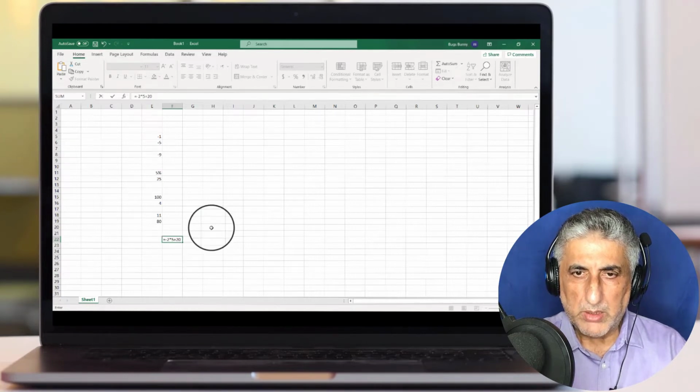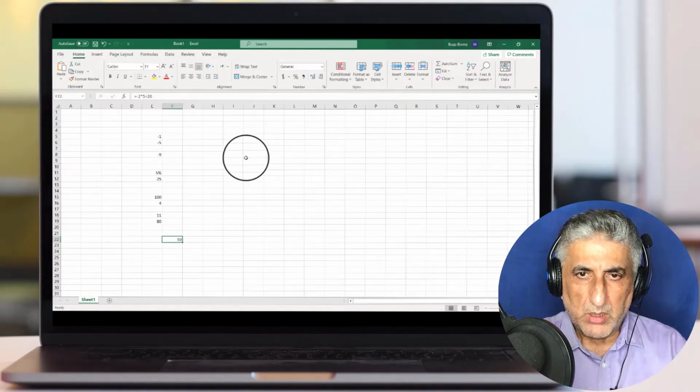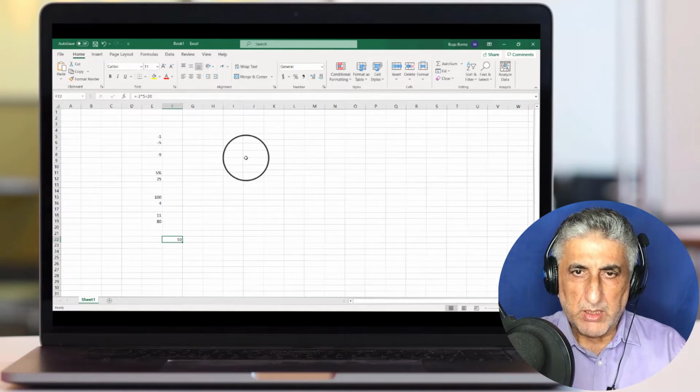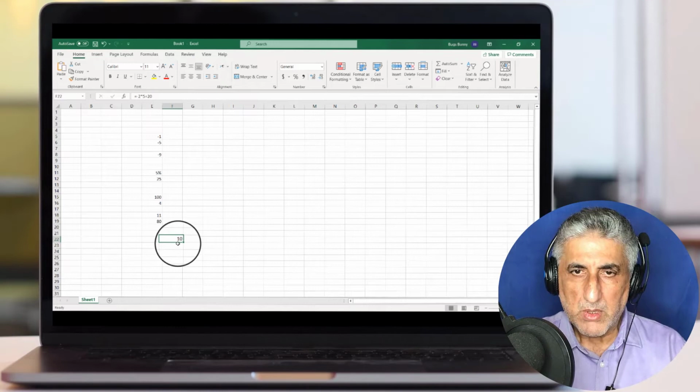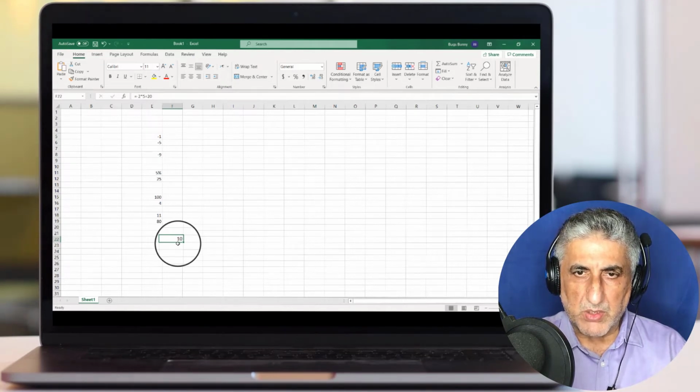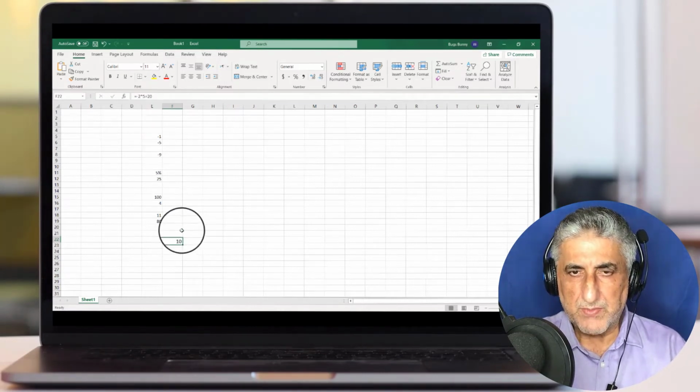10. Why? Because Excel will calculate first minus 2 multiplied by 5, which is minus 10. Then it will add 20 to that. Minus 10 plus 20 is 10. Minus 10 as negative 10 plus 20 as positive 10 equals 10. But this is the precedence. It will do the negative first, then the multiplication, then the addition, as explained on the first slide.